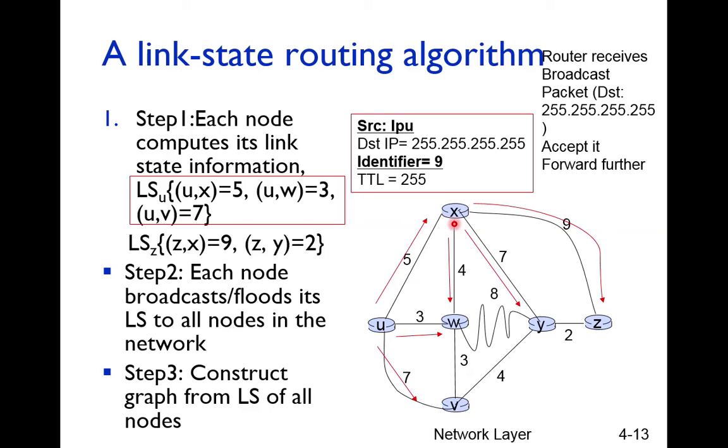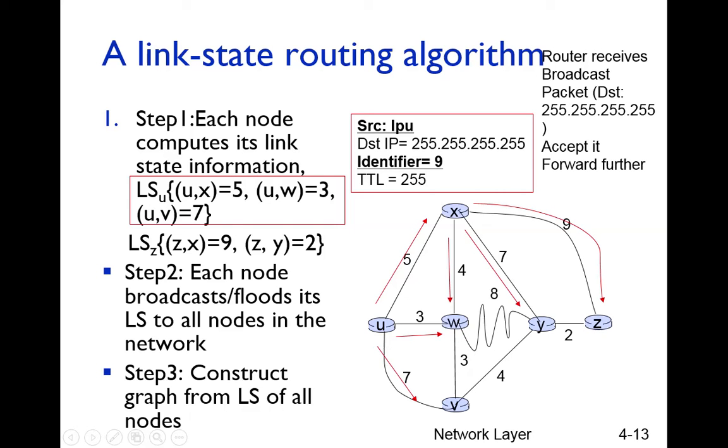But X will forward it to W, Y, and Z, and you can see that W has received a duplicate message, but the duplicate message is identified. Why? The duplicate message is identified by using the source IP address and identifier. If two messages are received with the same source IP address and the same identifier, it means that they are duplicates. If they are duplicates, then they should be discarded. Okay, so similarly X will forward it.